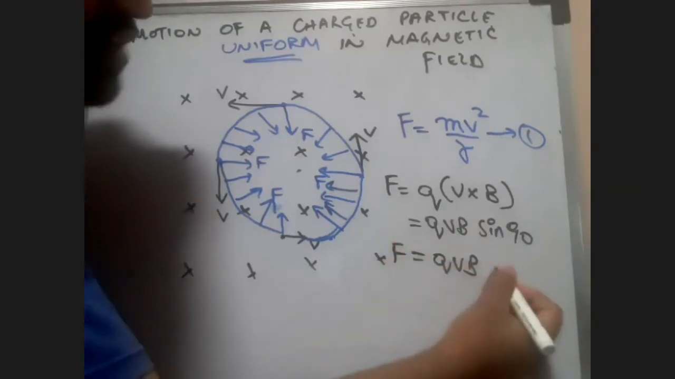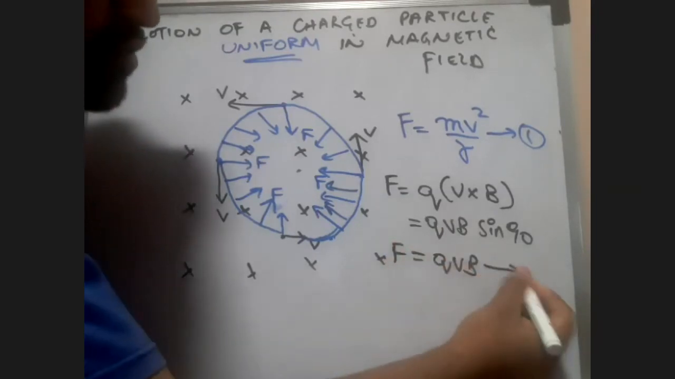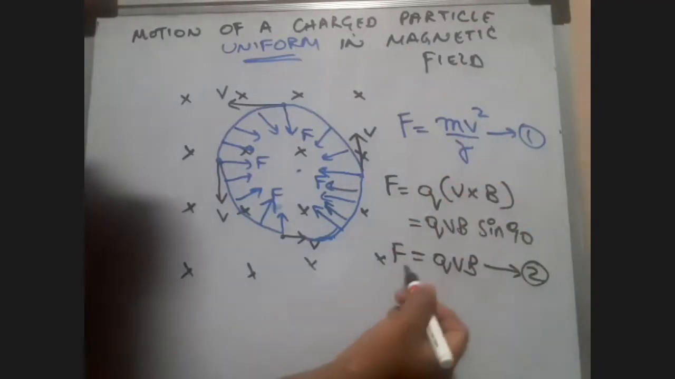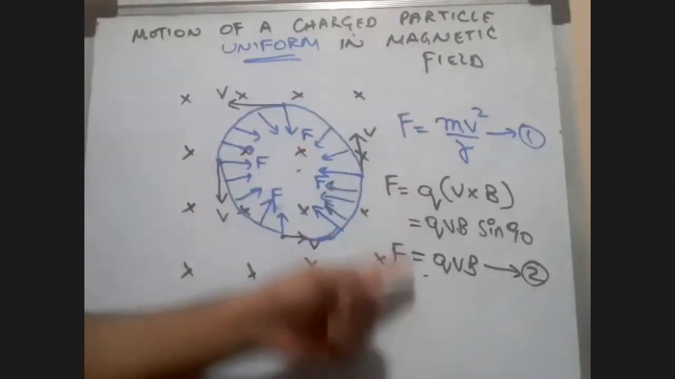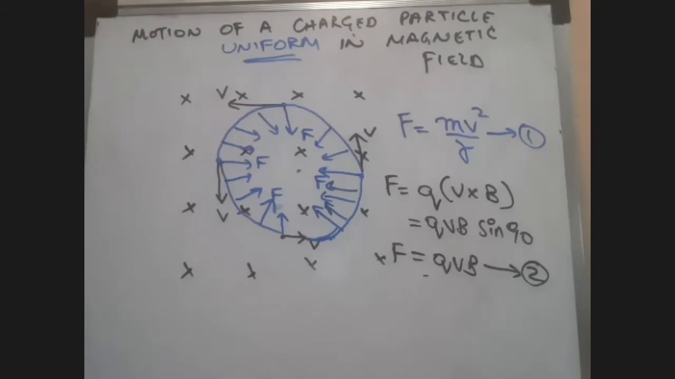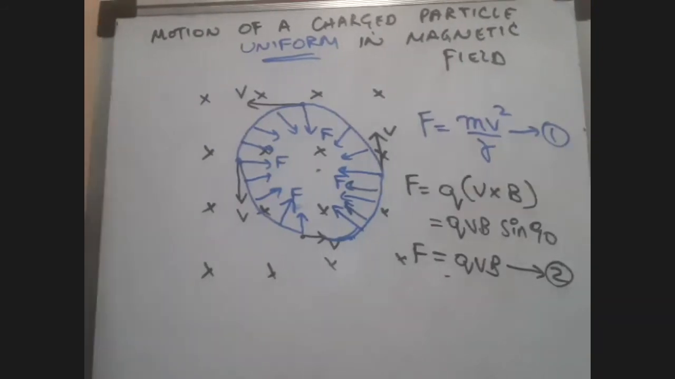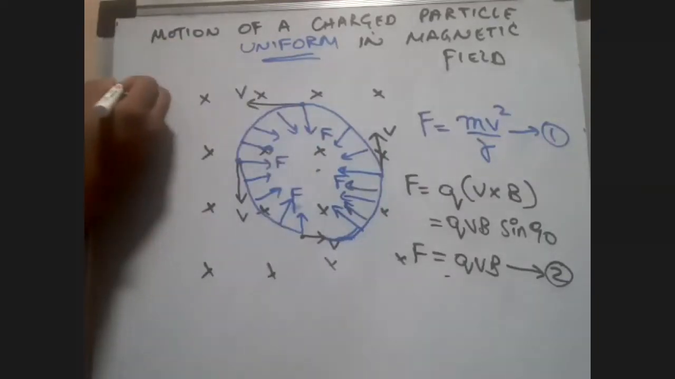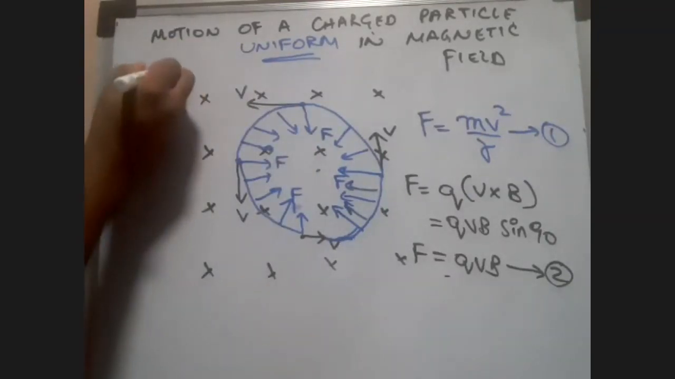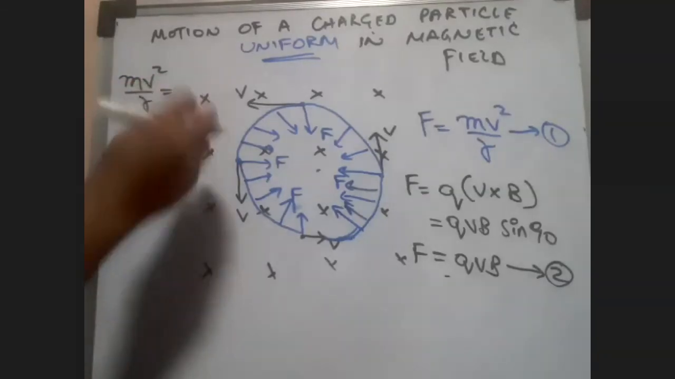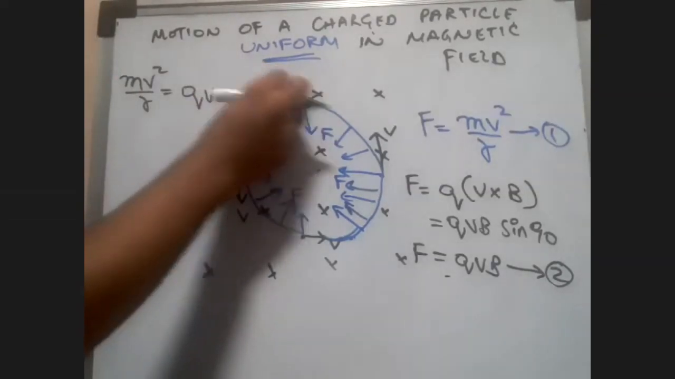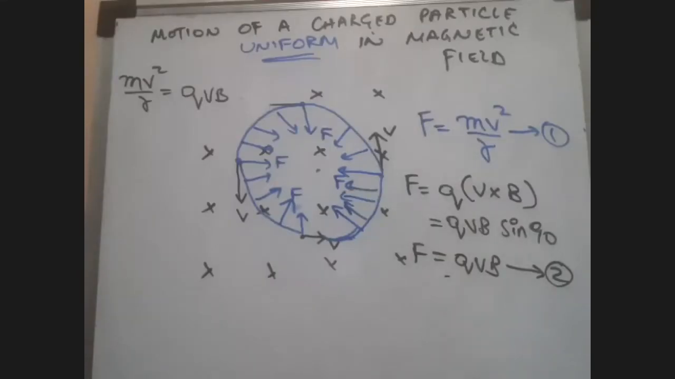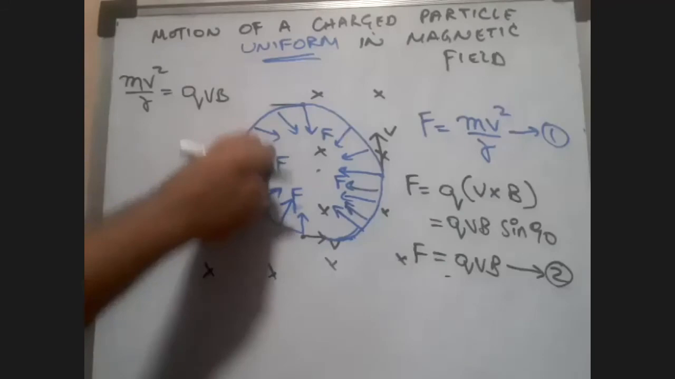So I have two equations now, students. One is F is equal to mv square by r. And my second equation, F is equal to QVB. So with these two equations, let me just shift the board. Can I say that mv square by r is equal to QVB? Yes or no, students? Yes, sir.